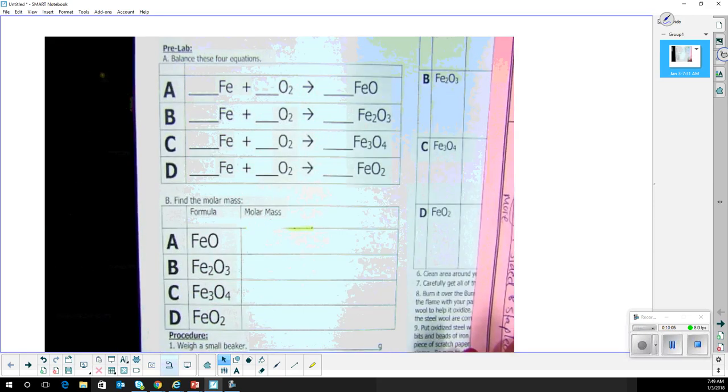Okay, so let's go really quickly to your lab, and let's talk about your lab for a minute. First thing I want you to do is go ahead and balance those equations right there.